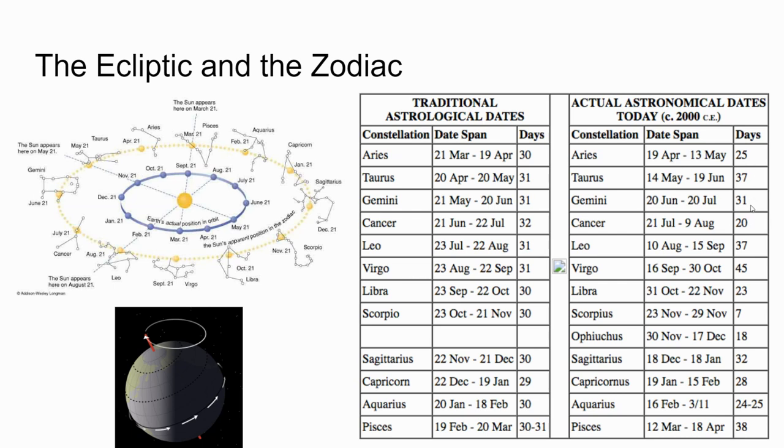Some of them are about a month. Gemini is about a month, but Virgo's really long. Virgo's 45 days out of the year. Scorpius, I bet you 1/12 of you think that you're Scorpius. That's not nearly correct, because the sun only rises and sets in that constellation 7 days out of the year. So it's a very tiny fraction, less than 1/50th of you are actually Scorpius. So that's how that works. I'll stop harping on this.